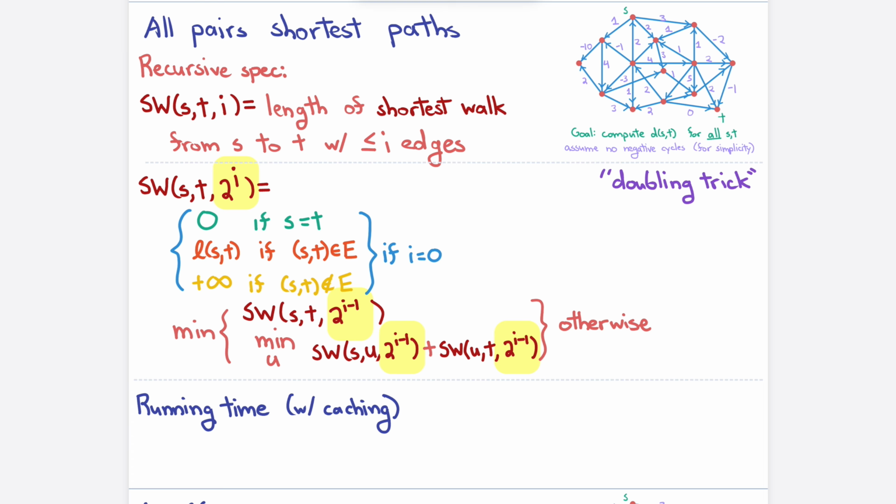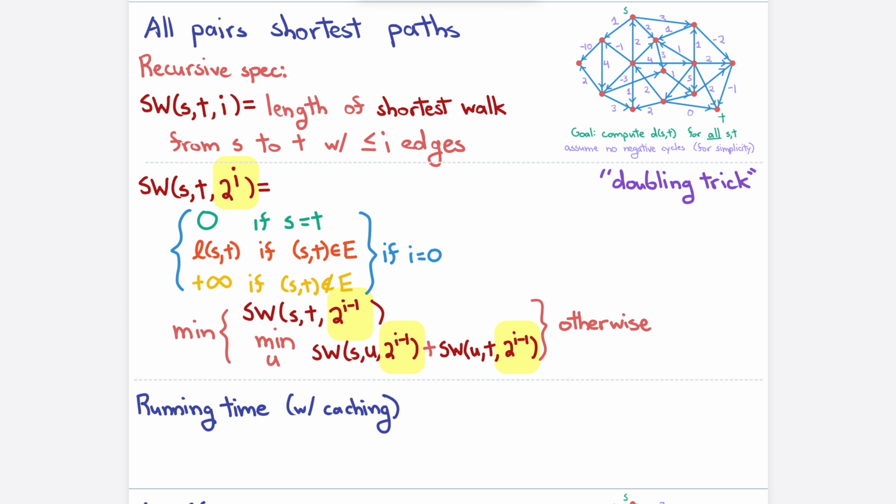Okay, one thing a little bit different. Now I'm going to just focus on powers of 2: 1 edge, 2 edges, 4 edges, 8. In this notation, it's hard to represent 0 edges, so the base cases are a little bit different here, because if you set I to be 0, you'll get 1 edge, right? So now the base cases are: 0 if S equals T, I'm assuming no self loops, and the length of the edge if it's just 1 edge from S to T, otherwise positive infinity. So there's some change in base case only because, at least in this notation, there's no way to represent 0 edges.